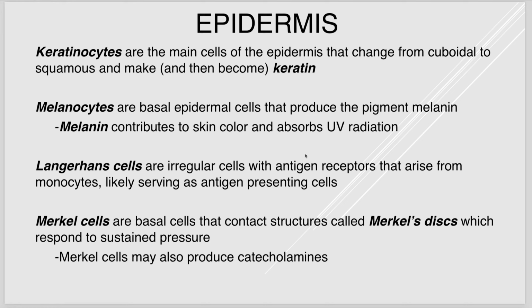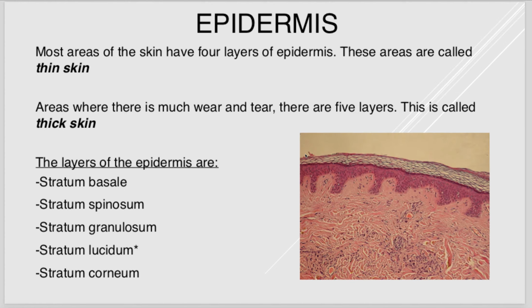Basically, the top layer of the skin is just dead cells that are bags of keratin. Now, melanocytes, these are epidermal cells that are found in the basal layers, and they produce melanin, which is important for resisting UV radiation and contributes to our skin color and hair color. Langerhans cells, these are basically dendritic cells. They're antigen-presenting cells, so important in the immune system. And then Merkel cells, nobody really has an idea what they do, but they are in contact with these structures known as Merkel's discs, which are actually receptors for sustained pressure.